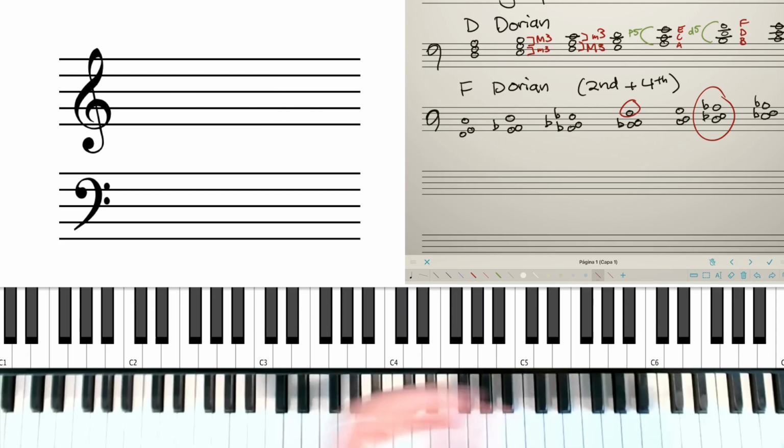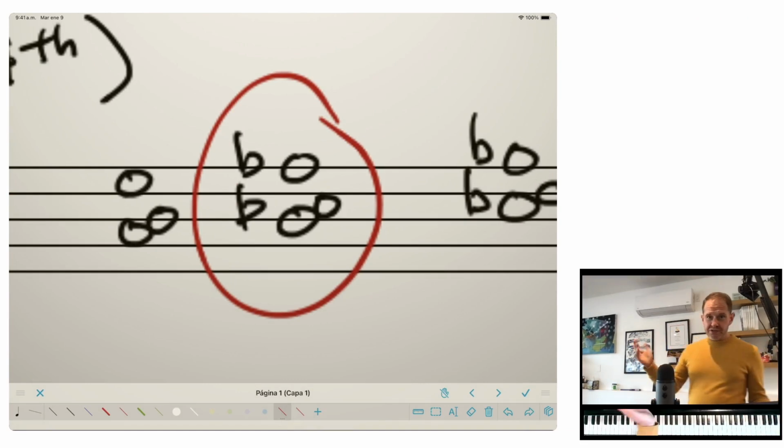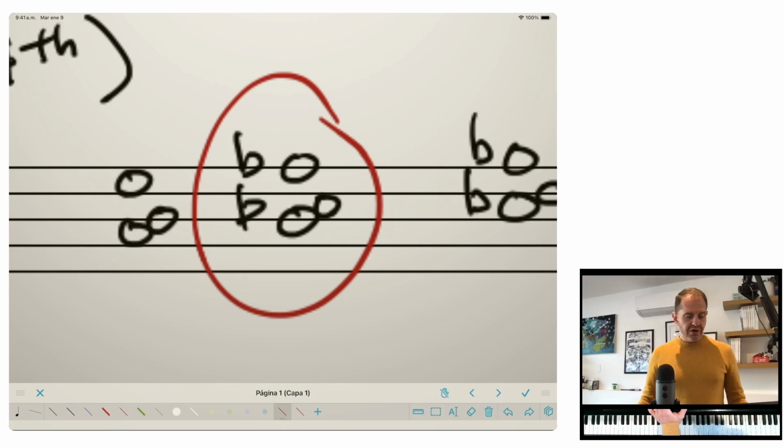Notice that the one I just circled, I tell you in every mode there's one place for each kind of interval where it's going to be a tritone rather than a fourth or fifth. And it's right here. There's a tritone between the D and the A flat.